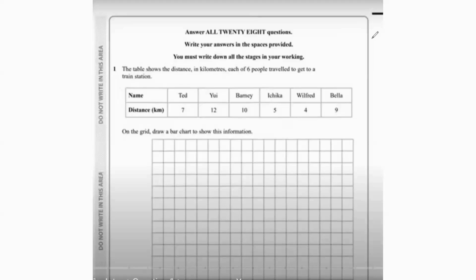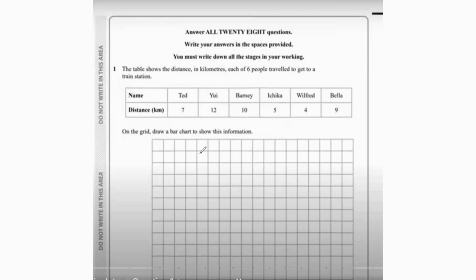First question says that the table shows the distance in kilometers each of 6 people travel to get to a train station. So we have 6 different people and we have the distances in this table. On the grid, draw a bar chart to show this information.